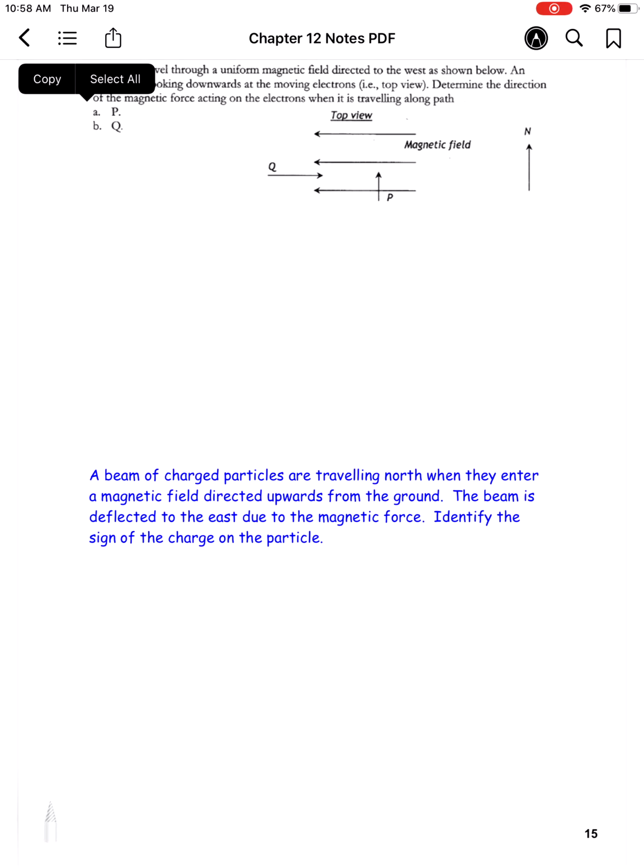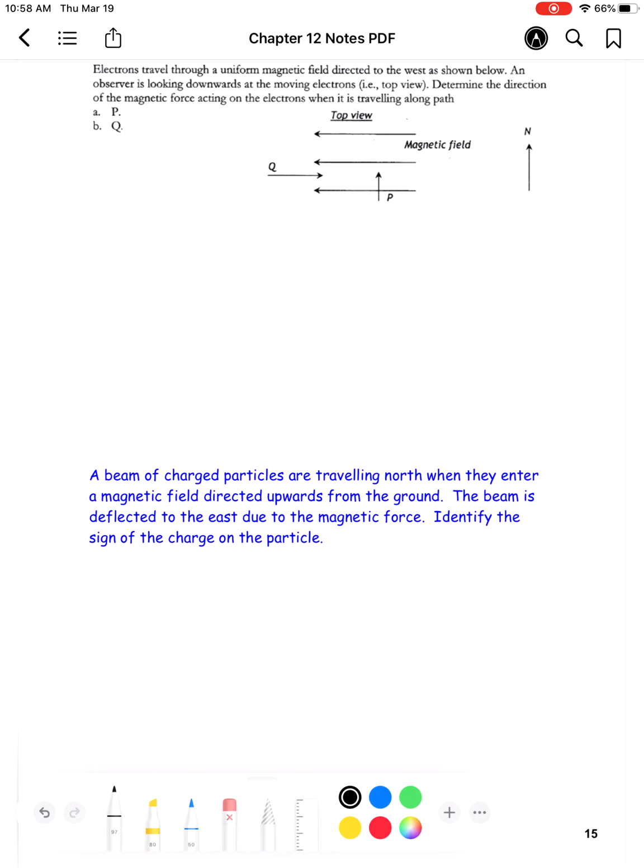So P, we should have our fingertips pointing to the left, and P is going up. So thumb up, fingertips to the left. Which way is your palm facing? Well, we're going to notice that our palm is facing into the page. So the force on P in this case is into the page. We're going to use that X for into the page.